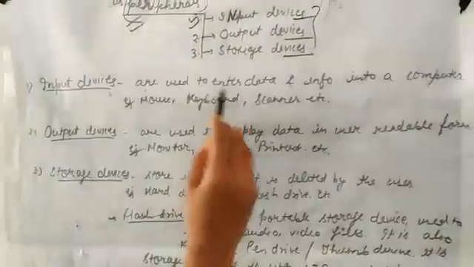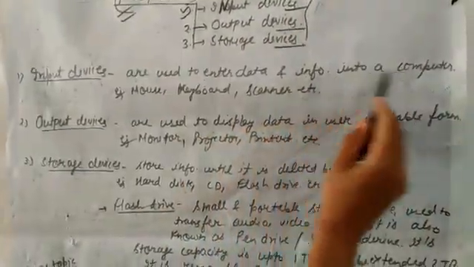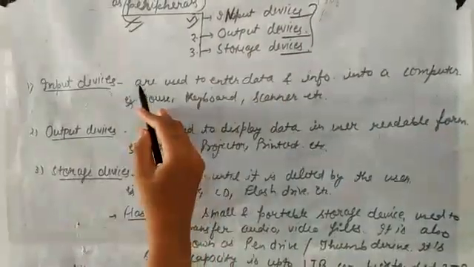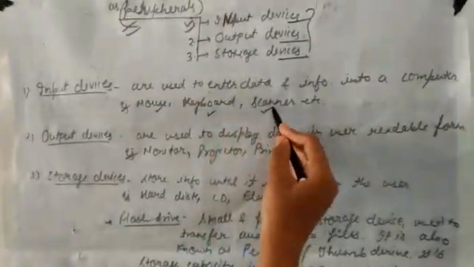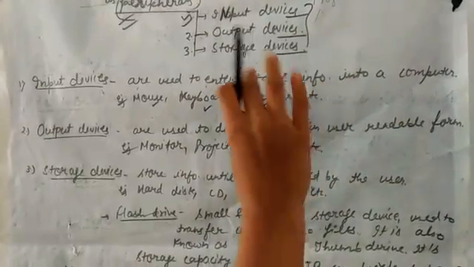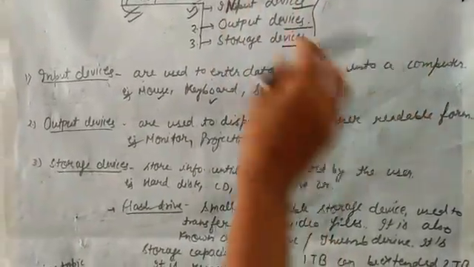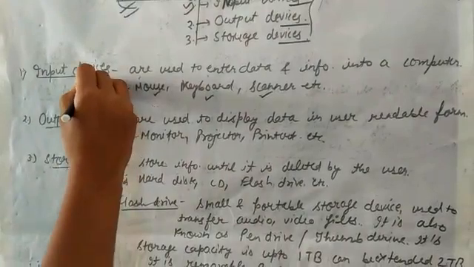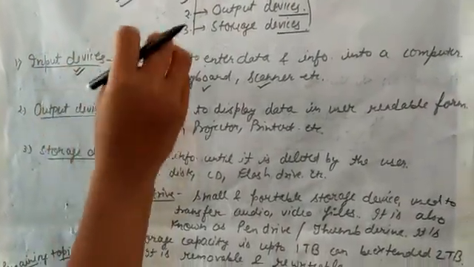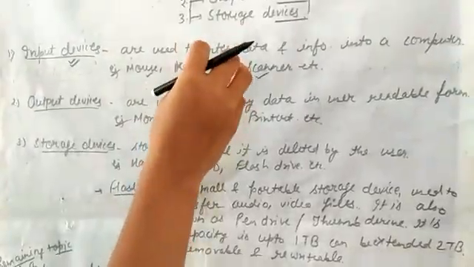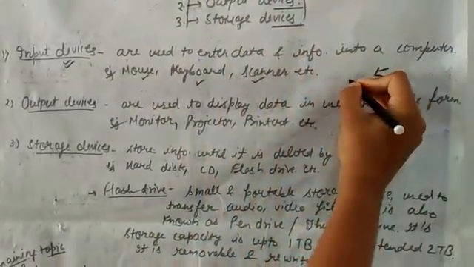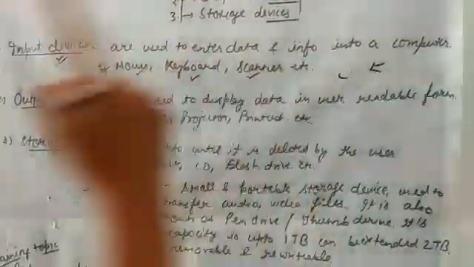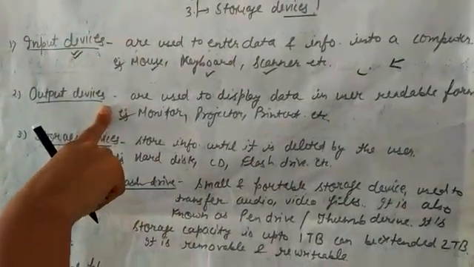Input devices are used to enter the data and information into a computer, like whatever you give with the help of mouse, keyboard, scanner, that is inputted in the computer and that is transformed later on. Okay, so this is the work of the input device, right? It is used to convert the incoming data to the computer.